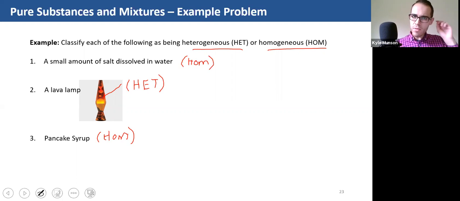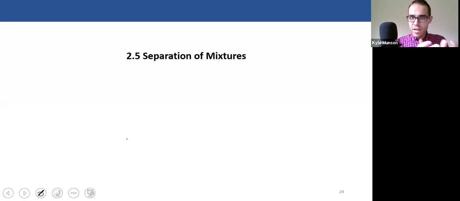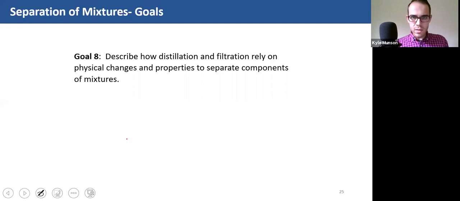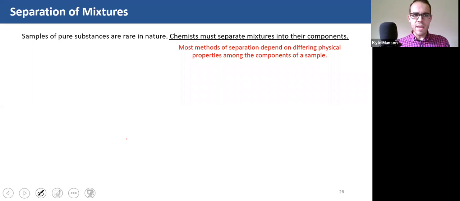And now we're going to talk about one final thing for this video, and that's going to be the separation of mixtures. There are several different ways we could do this. Our goal is to be able to describe how distillation and filtration rely on physical changes and properties to separate components of a mixture. And why this is important is that samples of pure substances are really rare in nature. So chemists must be able to separate mixtures into their components. It depends on what type of chemist you are, but generally speaking, chemists must be able to do this.